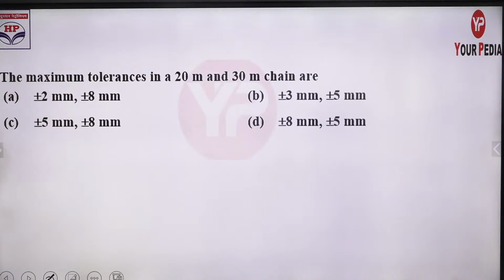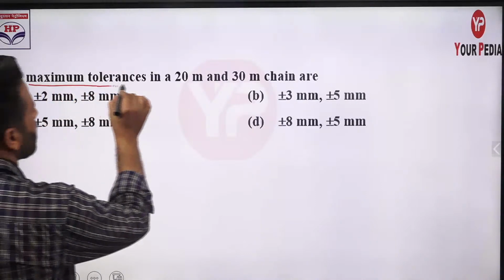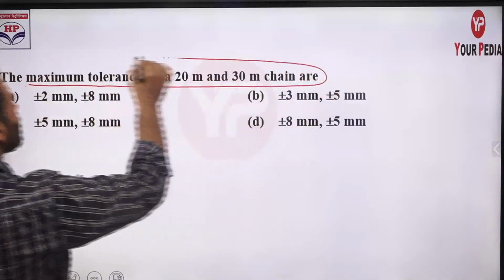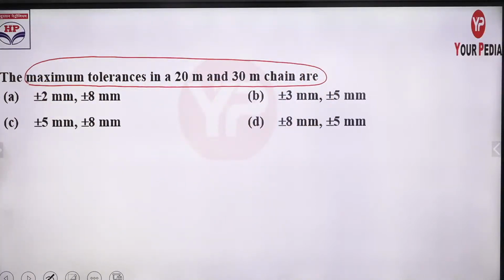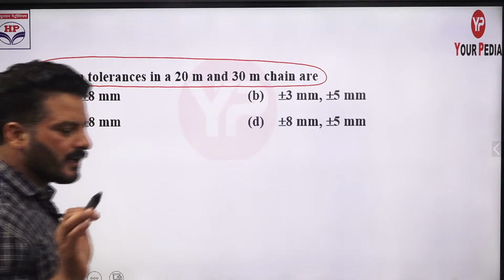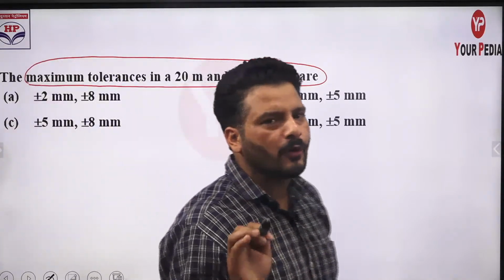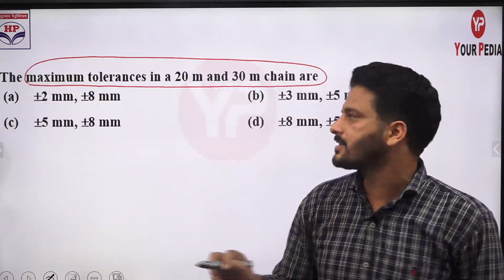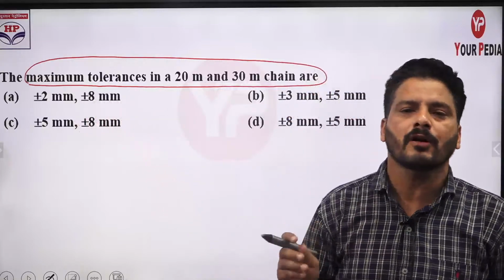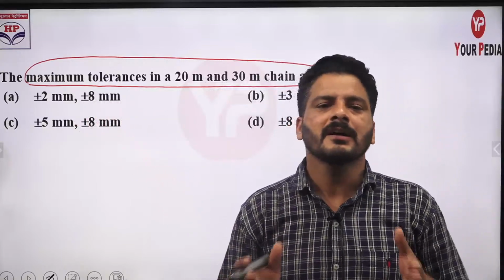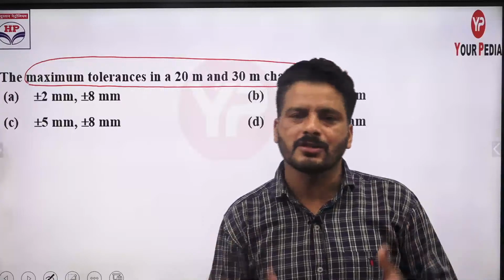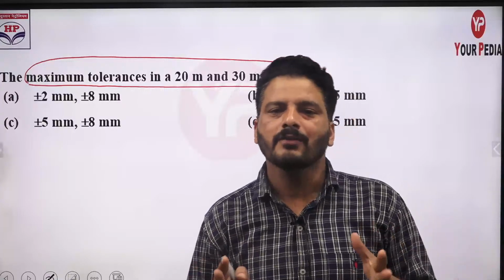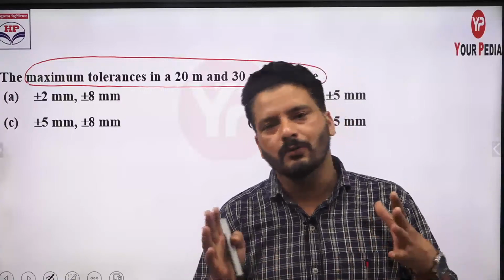Okay, guys. These are the factual questions that I framed right now. Many factual questions have already been asked in exams. In these you have to remember the data. What is the examiner asking? The maximum tolerances in a 20 meter and 30 meter chain are. What is the maximum tolerance you can allow for a 20 meter chain? Have a look at the unit. It is the tolerance in the length. What extension will you allow in your chain when doing chain survey, and what contraction?